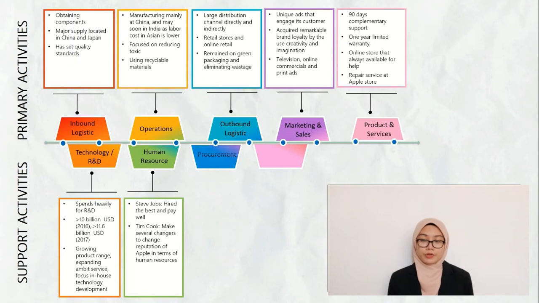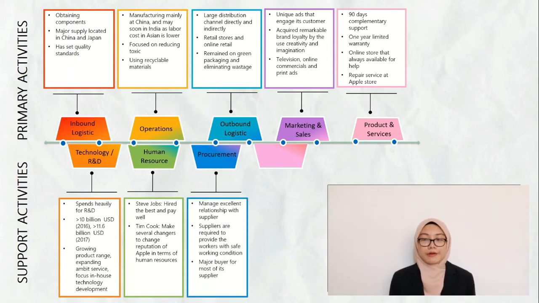Next is the procurement. It is also a key focus area at Apple. It has managed excellent relationship with their supplier. The suppliers are required to provide the workers with safe working conditions and to provide products and services as per the standard. All these factors have influenced their relationship with the suppliers. However, actually Apple is also a major buyer for most of its suppliers, and therefore it is a mutually beneficial relationship. So lastly is the firm infrastructure.